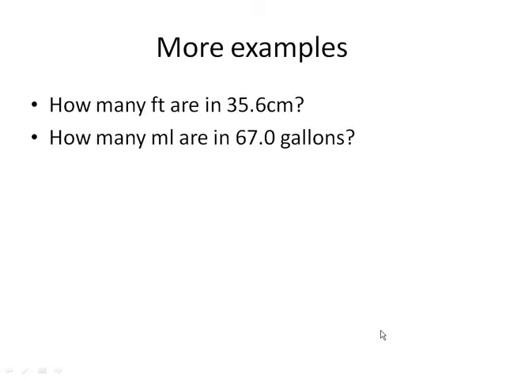So what happens if we need some other examples? We've got 35.6 centimeters, and we need to know how many feet there are. So 35.6 centimeters, and we want to go to feet. It's a good idea at this point to have both your blue sheet in front of you if you haven't memorized those unit conversions, and your textbook, because in your textbook on page 36, there are some common unit conversions that you'll find that you're running into.